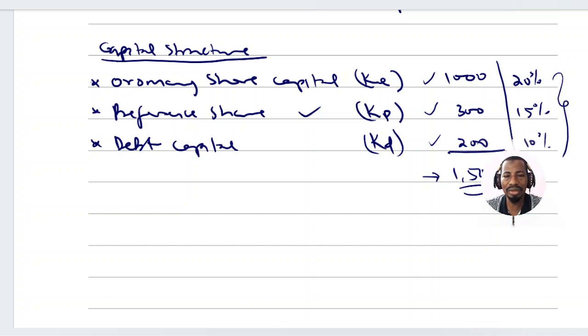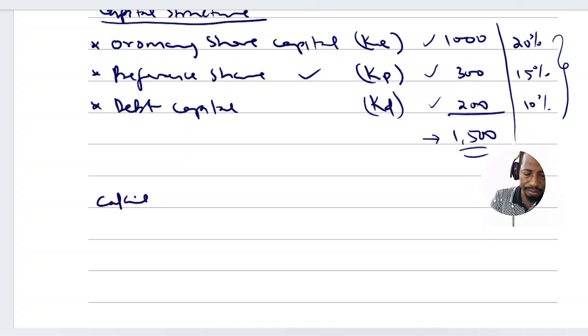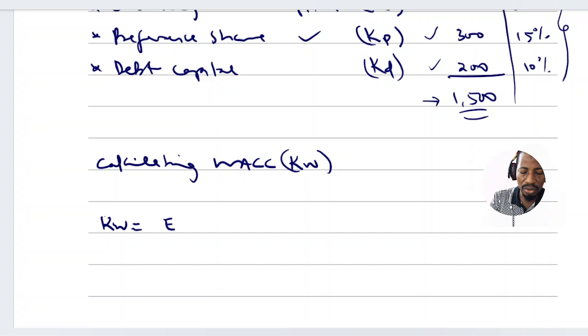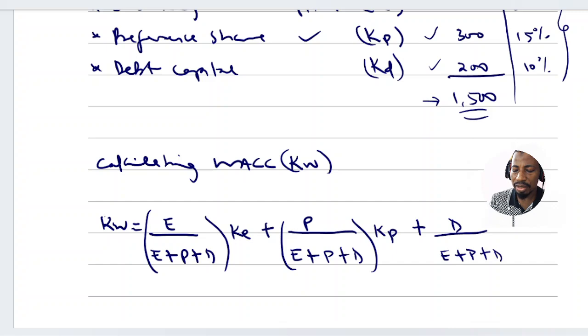Therefore, how do you calculate weighted average cost of capital? The weighted average cost of capital, denoted as KW or WACC, will be computed as the value of equity divided by value of equity plus value of the preference share plus value of debt, all multiplied by cost of equity, plus value of the preference share divided by equity value plus preference share value plus value of the debt, multiplied by cost of preference share, plus value of the debt divided by equity value plus preference share value plus debt value, all multiplied by after tax cost of debt. So this is the formula for calculating weighted average cost of capital.